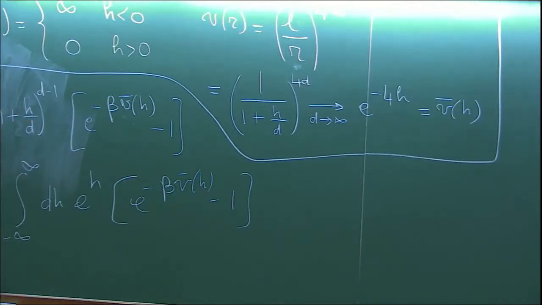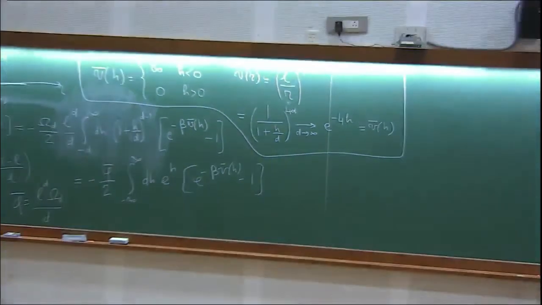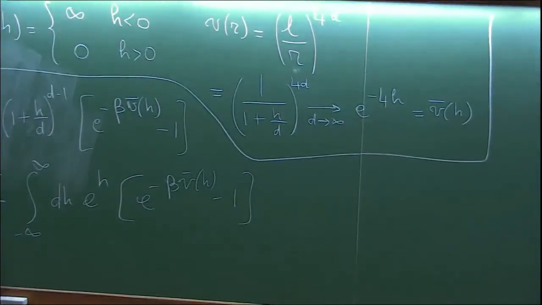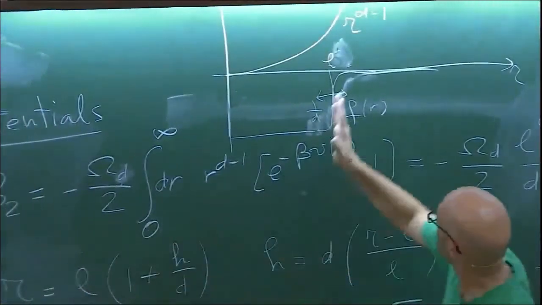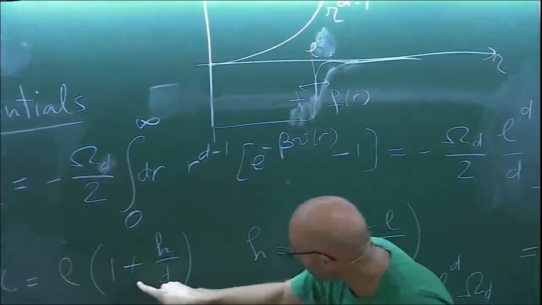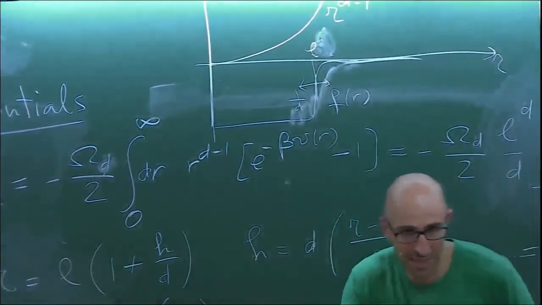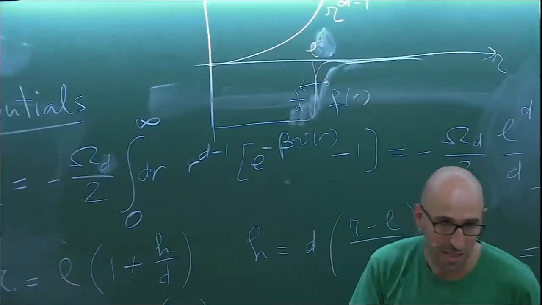Okay, so now we are done. Yes, 1 over d: you see, r is L, the reference length, times 1 plus h over d. So when h moves by order 1, r is moving by order 1 over d.